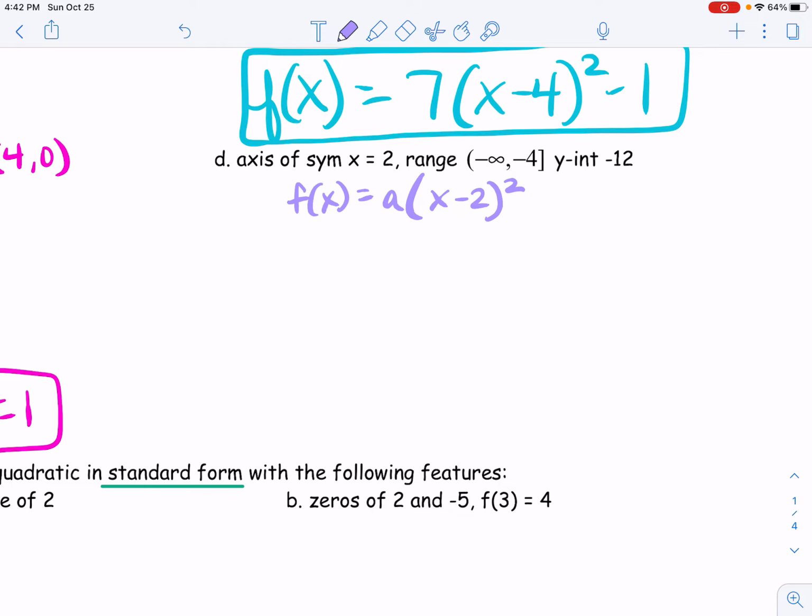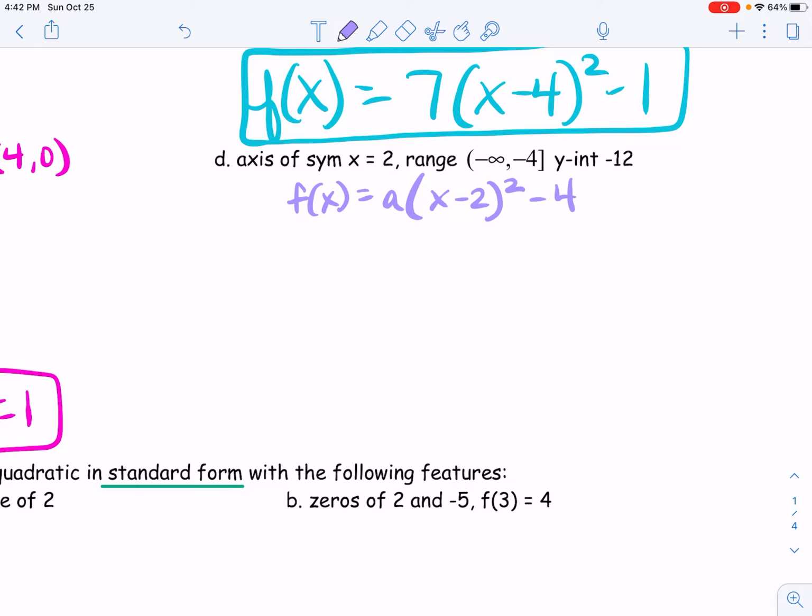Our k value, I'm looking at that range. The range is from negative infinity all the way to negative 4. So that means my vertex has a k value of negative 4. Because the range is from negative infinity to negative 4, I know that my a value needs to come out to be negative because it's opening downward. So that's something to keep in the back of my brain for later on.